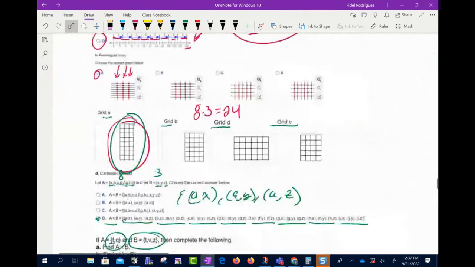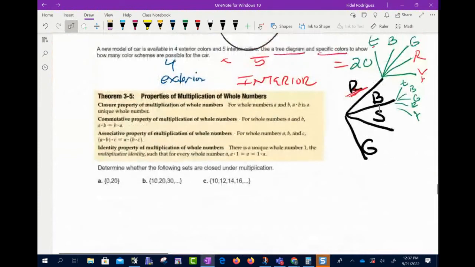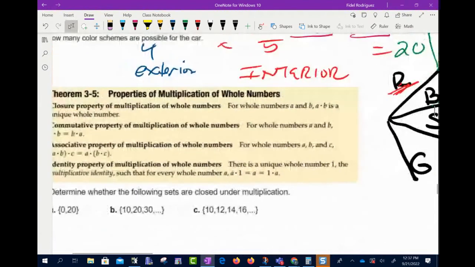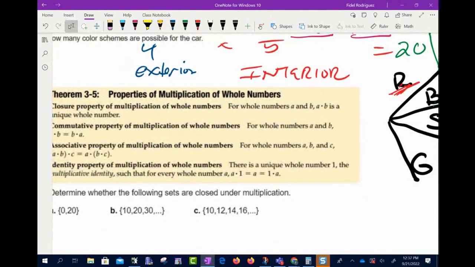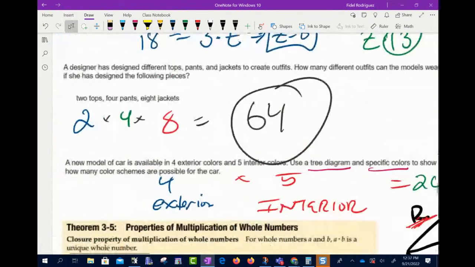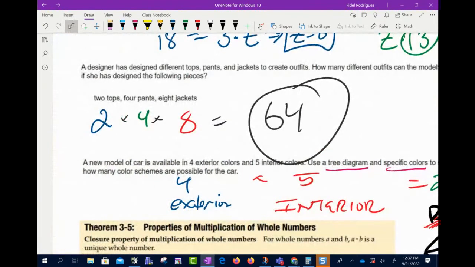So let me scroll back down to where we was. Okay, here we go. The associative property. Y'all, the associative property refers to when we are multiplying more than two numbers. So 3 numbers or more. I want to explain that by this problem that we did over here. When we did the 2 tops, I'm sorry, the 4 pants and the 8 jackets, I know I didn't really write anything out here, but the way I really did this multiplication in my head was, I said, look, what's 2 times 4? 8. What's 8 times 8? 64, right? So I really did the first 2 first.